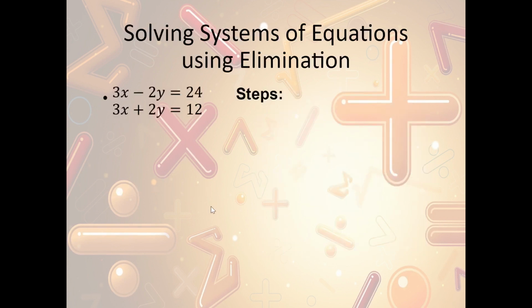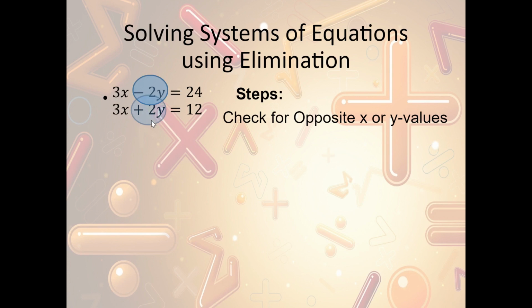Now let's talk about how we can solve this without having to graph. If we're given something like this, 3x minus 2y is equal to 24 and 3x plus 2y is equal to 12, we're going to solve this using what we call elimination. Here are the steps. The first step is to check for opposite x values or y values. Opposites mean they have the same integer but with opposite signs. For instance, we have a +3 and a +3. Those are not opposites. We have a -2 and a +2. Those are opposites.